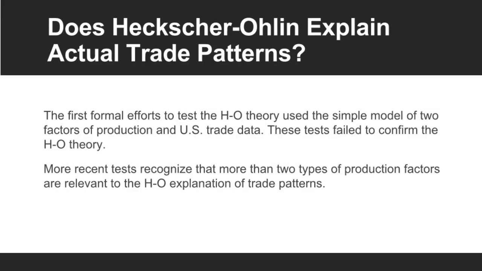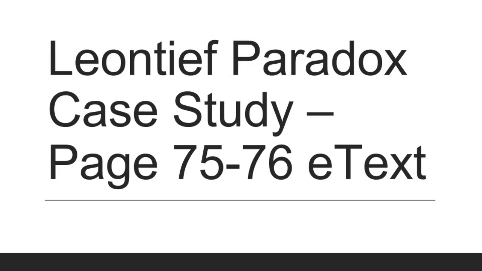Heckscher-Ohlin theory was first tested by Leontief to test whether countries really export products whose production requires more of the country's abundant factors and import products whose production relies on more of the country's scarce factors, or it works the other way around. To understand it more closely, let's read about the Leontief paradox.